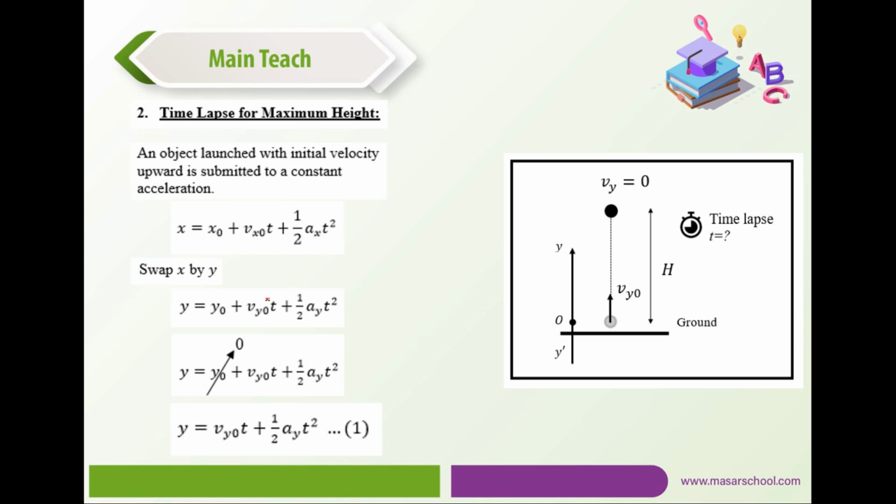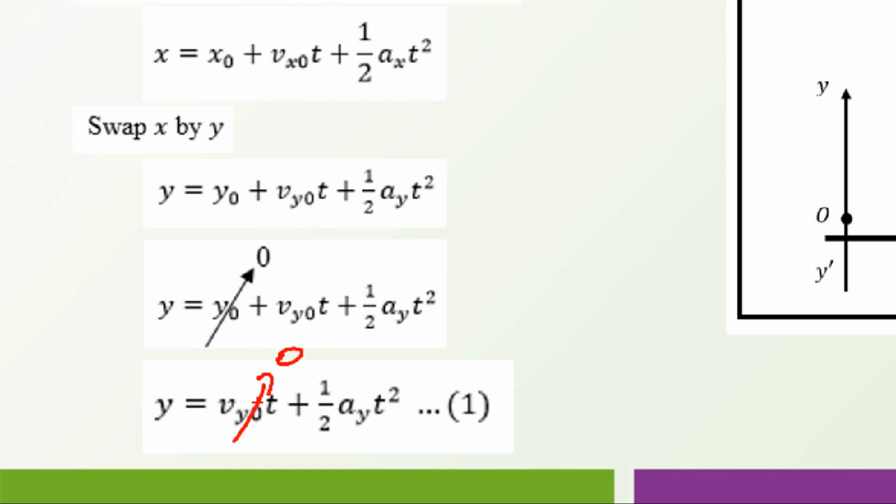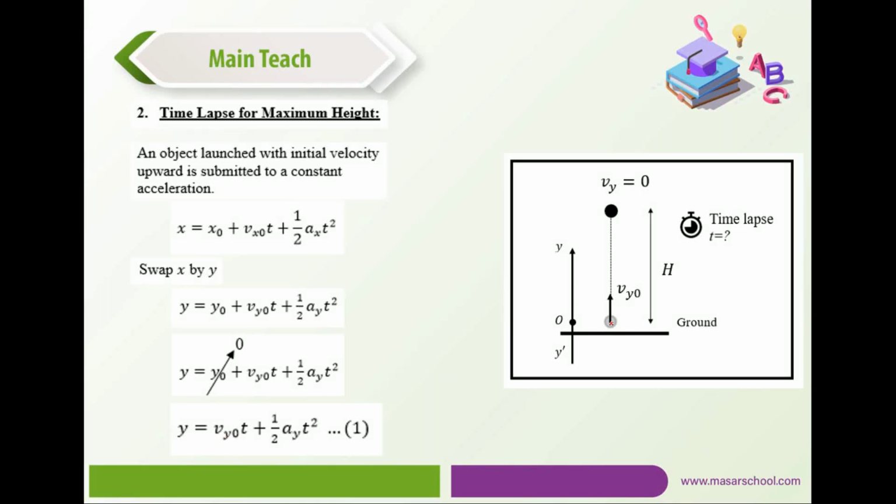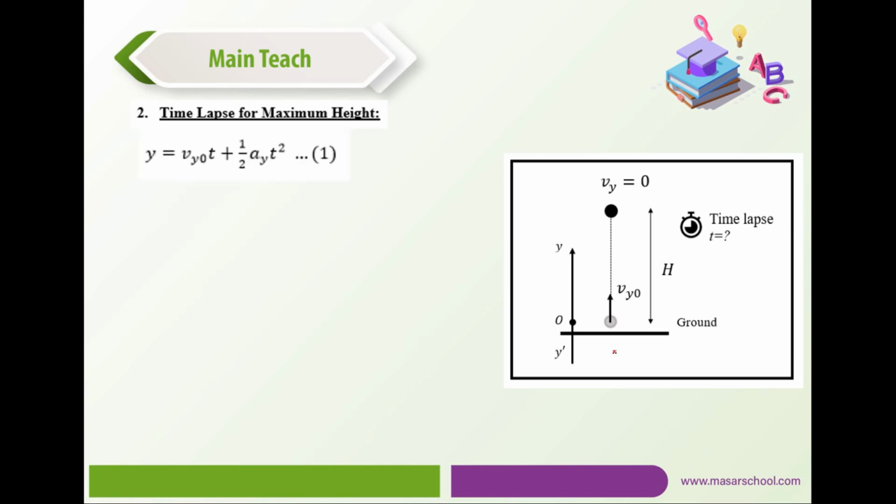Now, what we have done in the case of free fall dropped from rest, this term was 0 because the initial velocity is 0, but here we cannot neglect this term because we have an initial velocity. So this is the first equation that we're gonna play with.